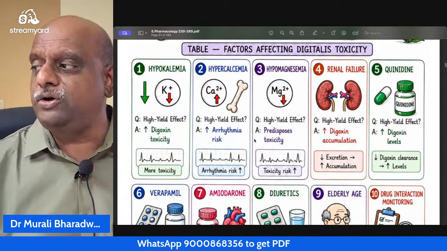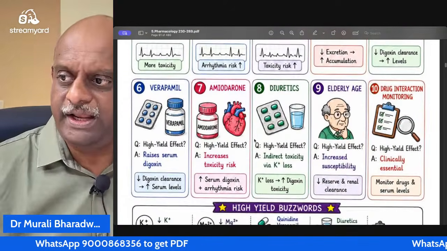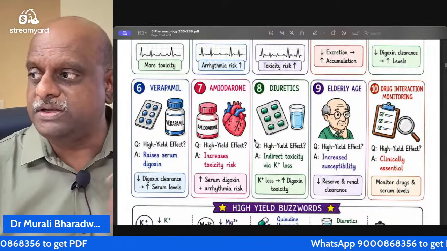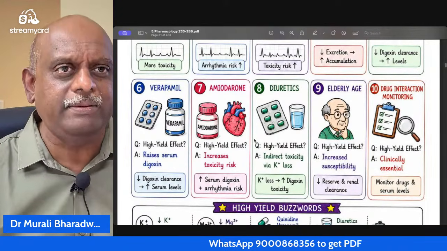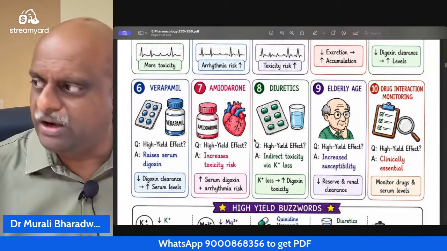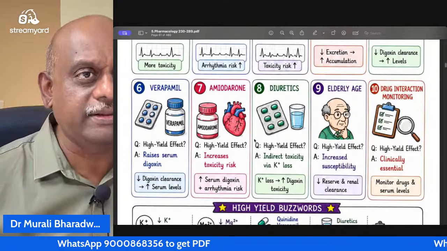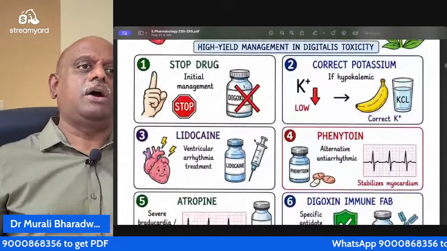Similarly, renal failure leads to toxicity. Quinidine will cause increased digoxin level and toxicity. Verapamil can lead to toxicity. Amiodarone increases toxicity. Diuretics, because diuretics lead to hypokalemia. Hypokalemia increases digoxin toxicity. Elderly age, they're all the risk factors. So how do you manage digoxin toxicity?